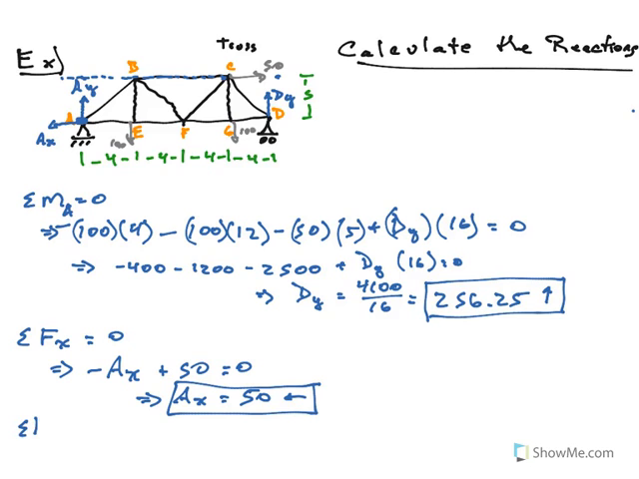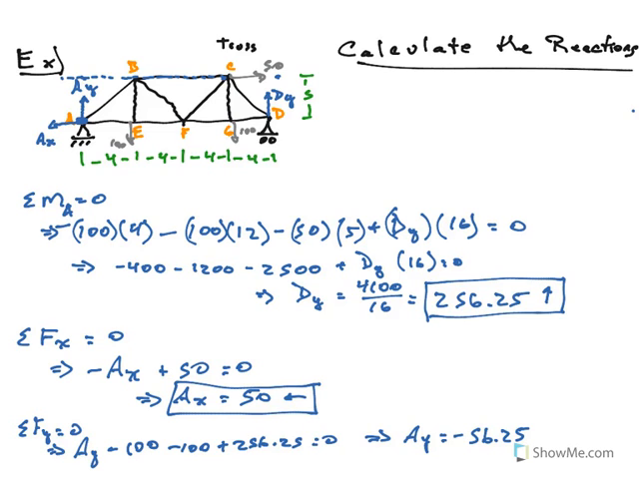All right, one more to go. Sum of the forces in Y is equal to 0. What are all my vertical forces? I've got an AY up, so positive AY, 100 down, 100 down, and DY up, which is 256.25. Those are all the vertical forces. Set it equal to 0. So what does this give me? Let's see, 256.25 minus 200. I get AY is negative 56.25.